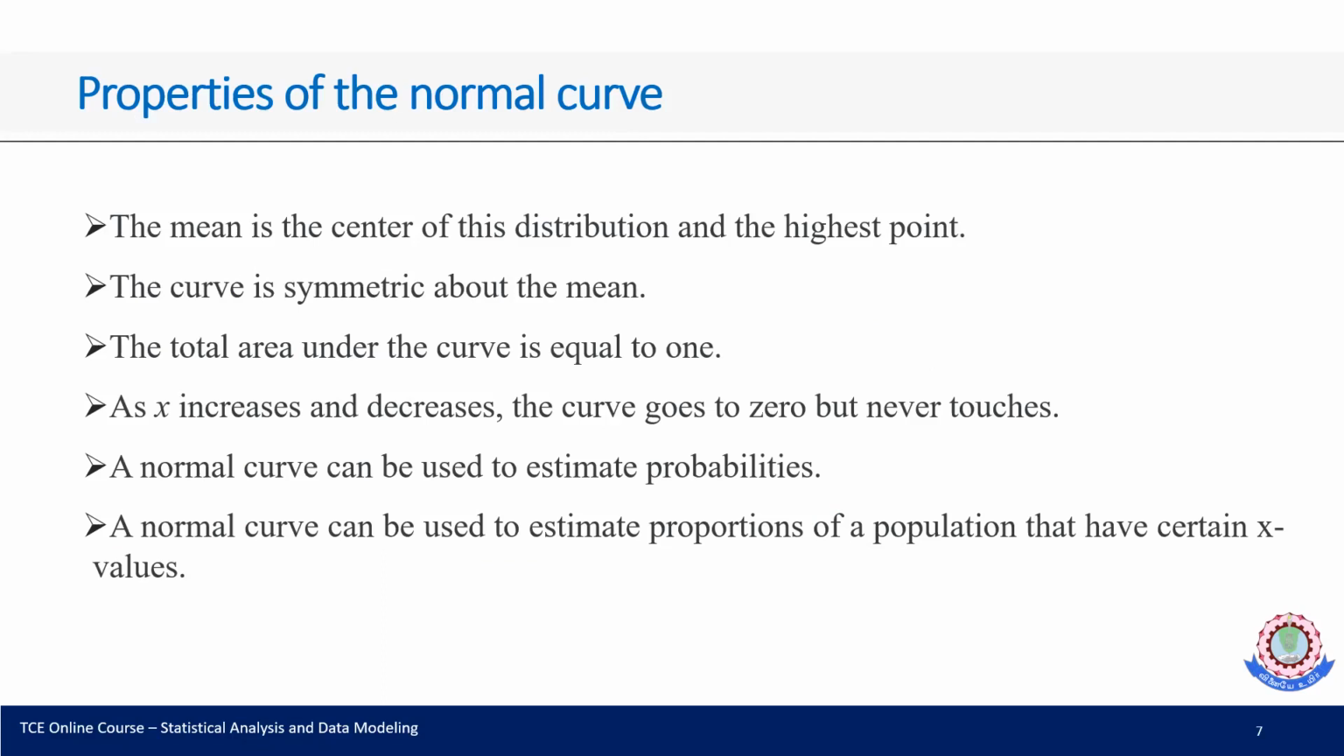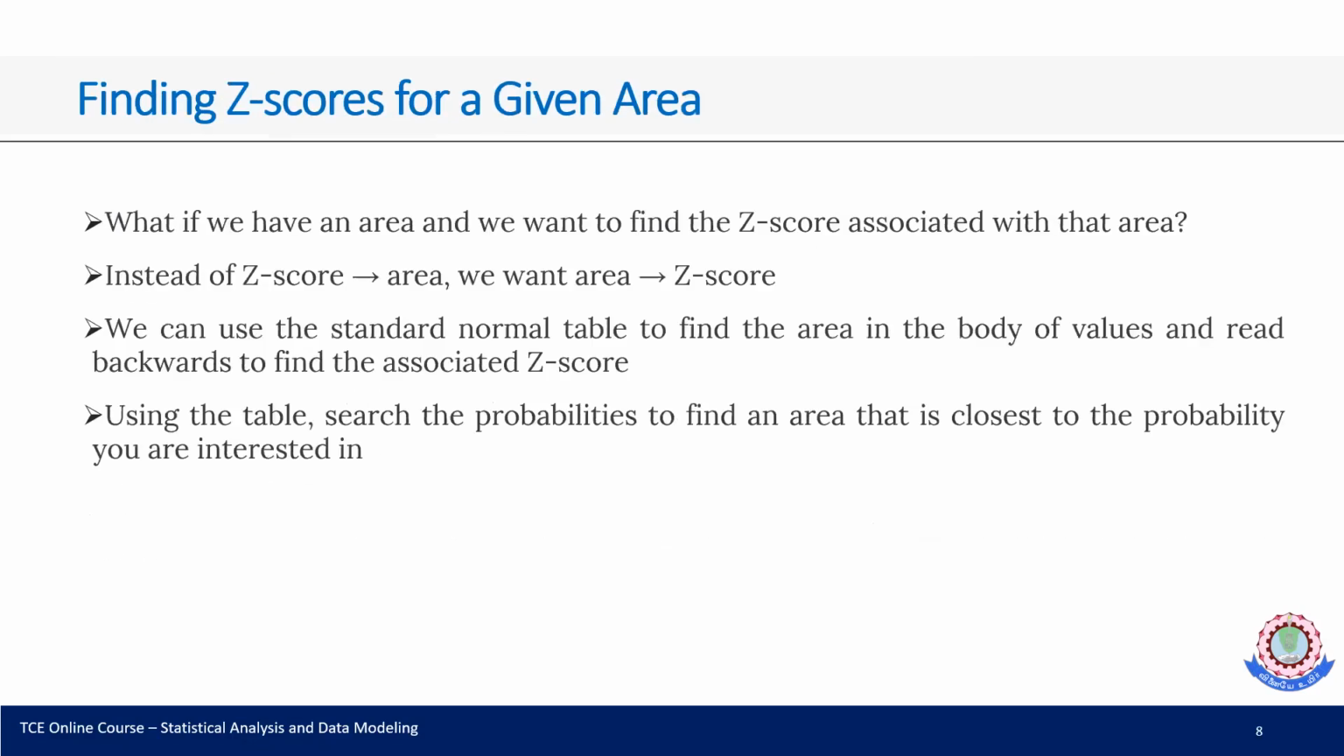The normal curve is used to estimate probabilities. It can be used to estimate the proportion of a population that has certain x values. For this we use the standard normal table, which gives the probability associated with z-scores. The table is cumulative from left to right. The negative side shows all the values less than 0, and the positive side shows values greater than 0.